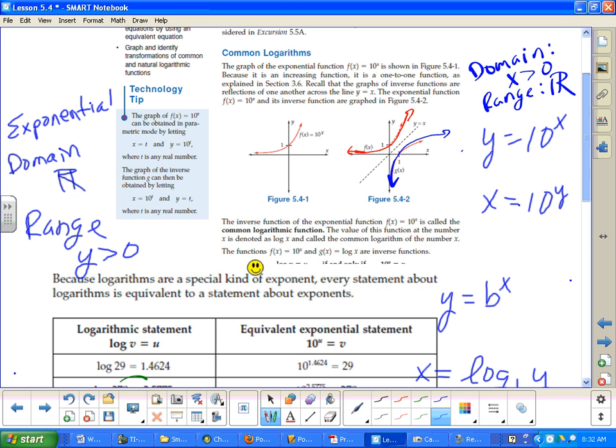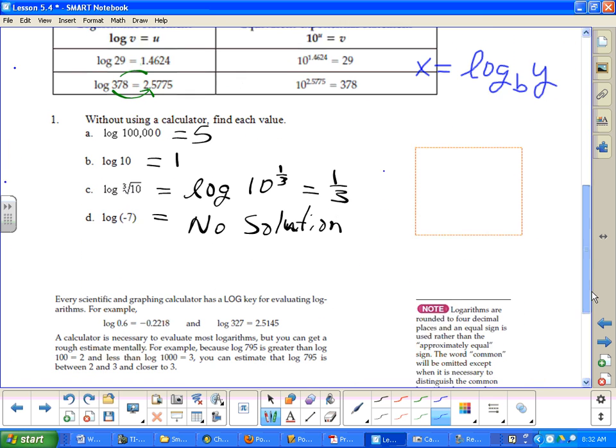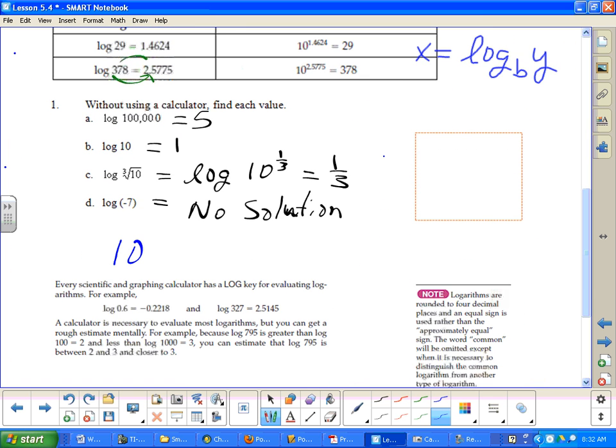So domain for exponential is all real numbers. Range for logarithms are all real numbers. Range for exponential greater than 0. Domain for logarithms greater than 0. Because they are inverses, so the domain and range switch. So if you try to take the logarithm of a negative number, it can't happen because I cannot raise 10 to a power and get a negative 7. Because 10 raised to any power, whether it's positive or negative, is always going to be a positive number.